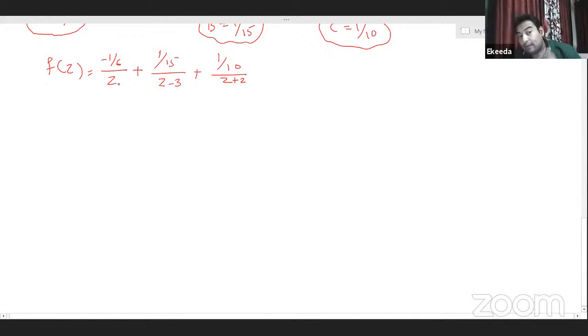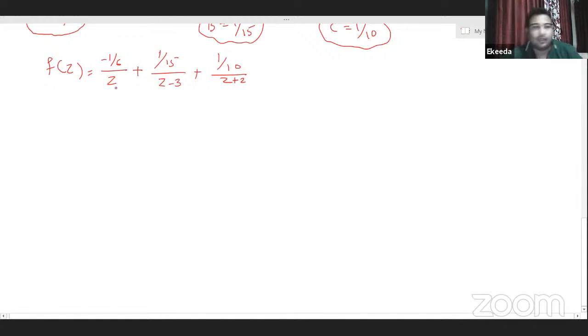Now listen to it very carefully. This is z equal to 0. The second term is z minus 3 equal to 0. That means z equal to 3. And if I equate this one to 0, z plus 2 equal to 0 means z equal to minus 2.